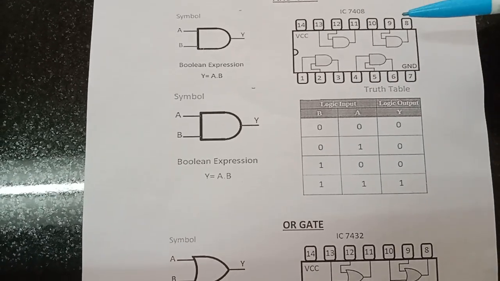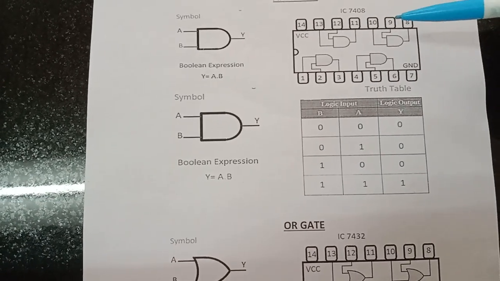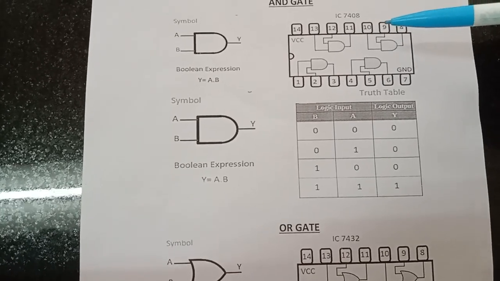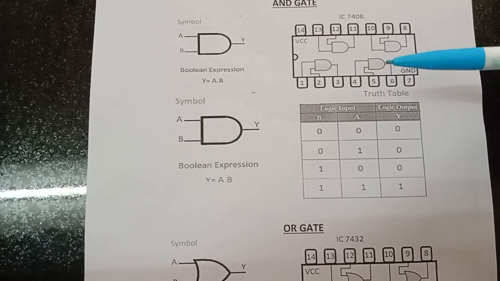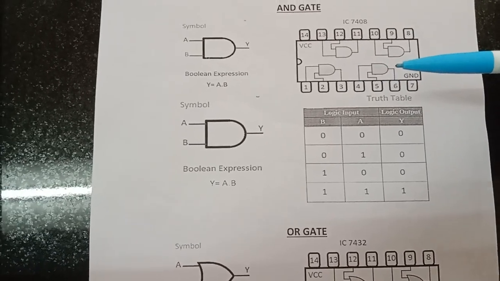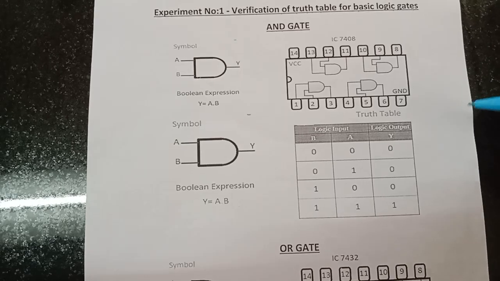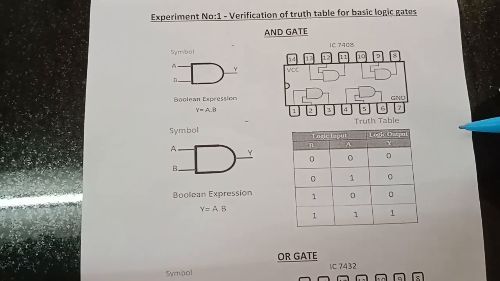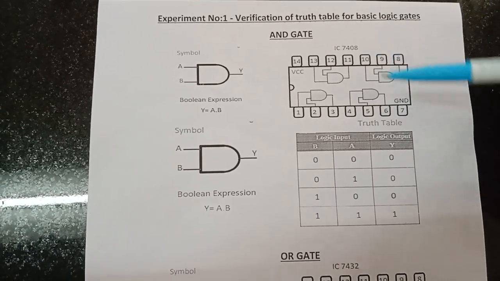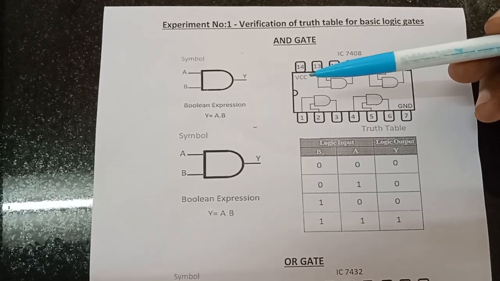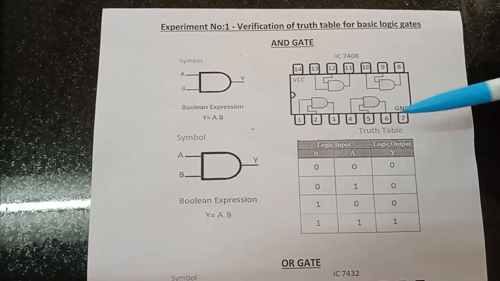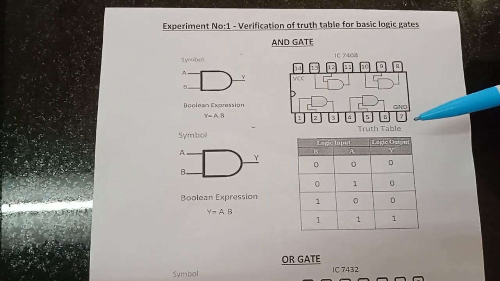Similarly, for the third gate, 9 and 10 are the inputs, 8 is the output. Similarly, 13 and 12 are the inputs, 11 is the output. Additionally, we have two pins: the 7th pin is ground and the 14th pin is VCC. We apply the power supply VCC to the 14th pin and the ground signal to pin number 7.